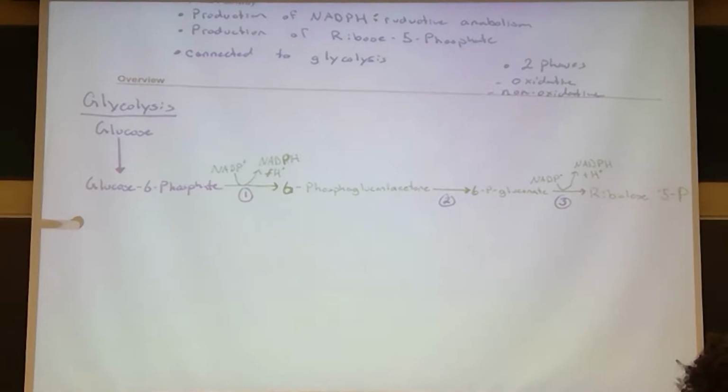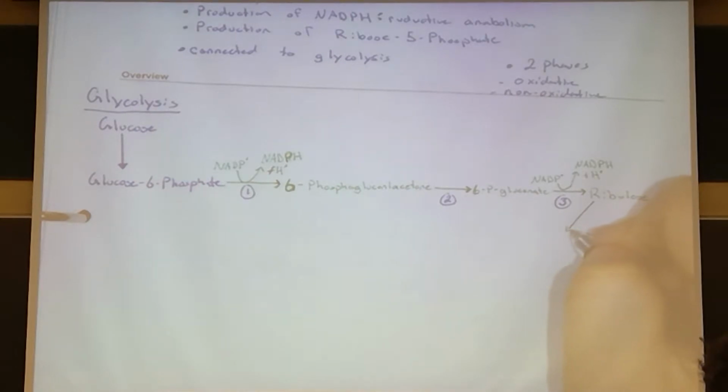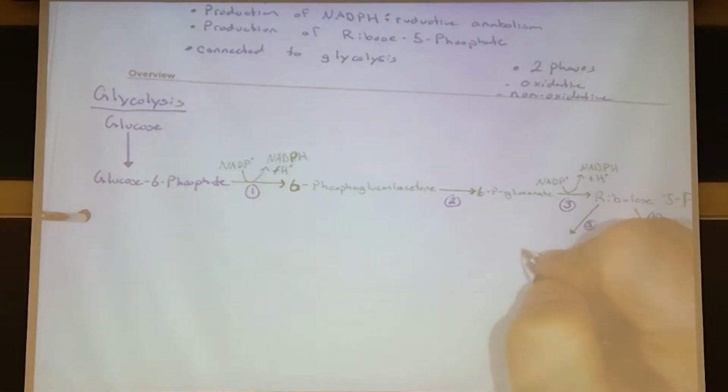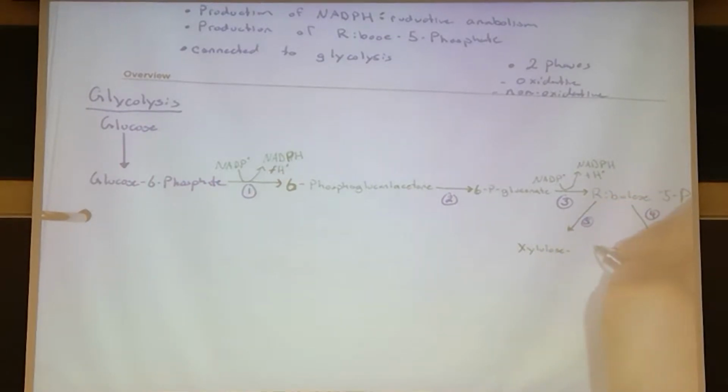At this point, we have a branch point. Ribulose can do these things. Ribulose 5-phosphate can go through 2 different reactions. One of these reactions, we'll call reaction 4. Reaction 4 leads us to the production of ribose 5-phosphate. Reaction 5.